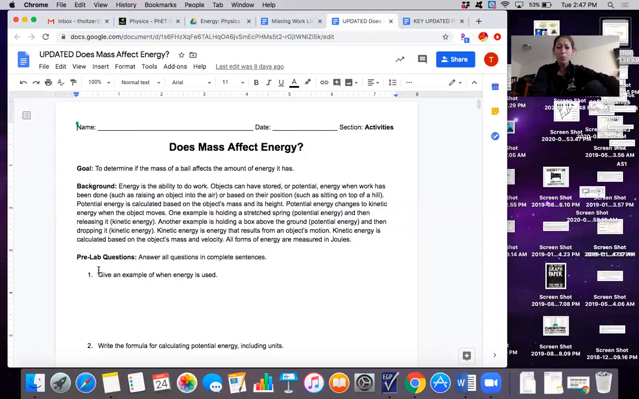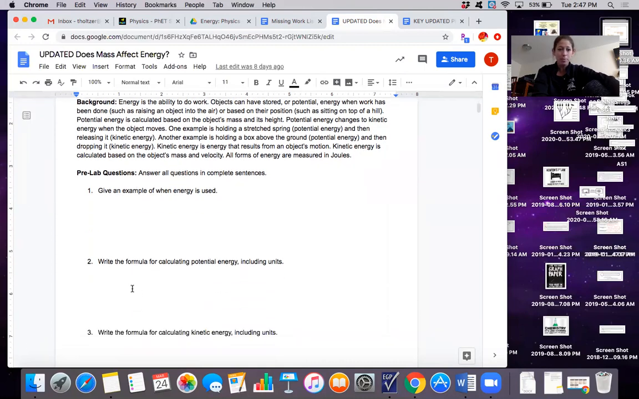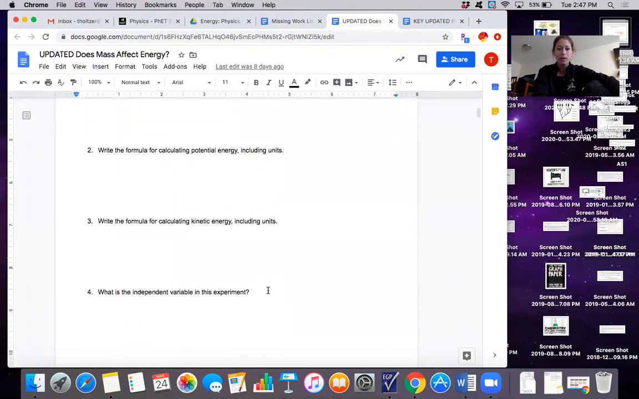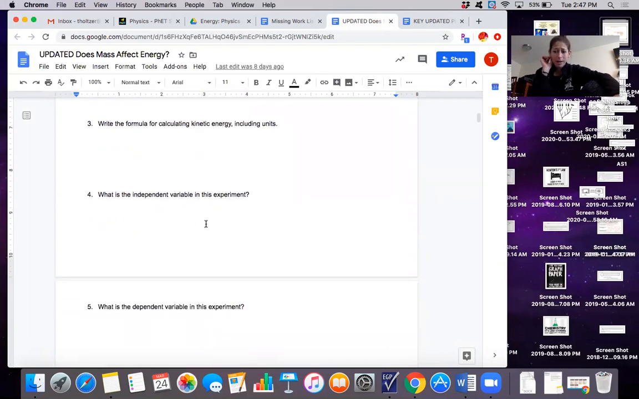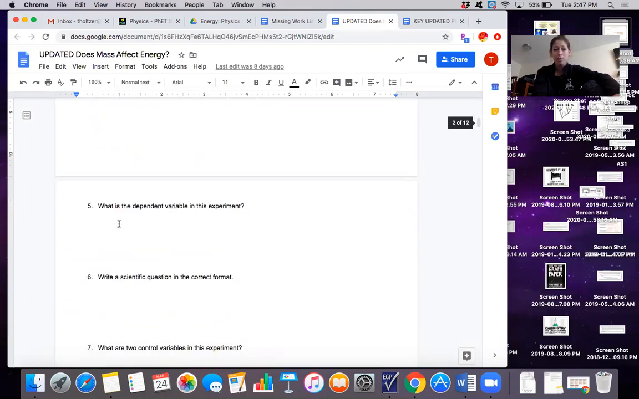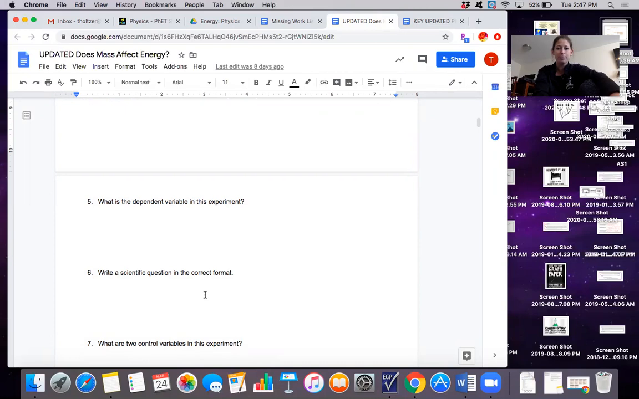So, pre-lab questions, make sure you answer them in complete sentences. Number 1, give an example of when energy is used. Number 2, write the formula for calculating potential energy, including units. Number 3, write the formula for calculating kinetic energy, including units. Number 4, what is the independent variable in this experiment? Number 5, what is the dependent variable in this experiment? Of course, mirroring the questions and answering in full sentences.